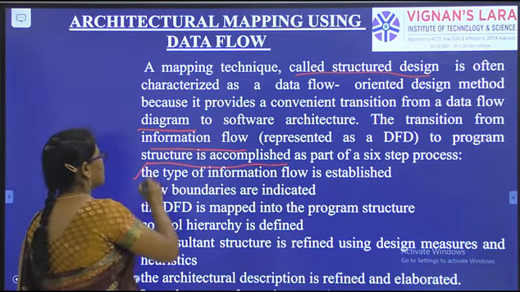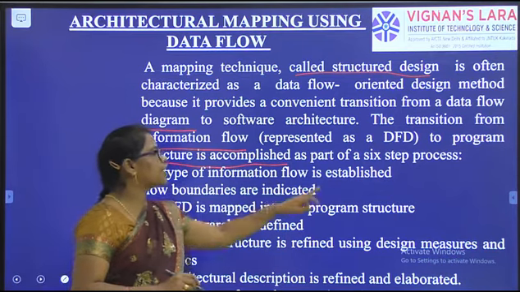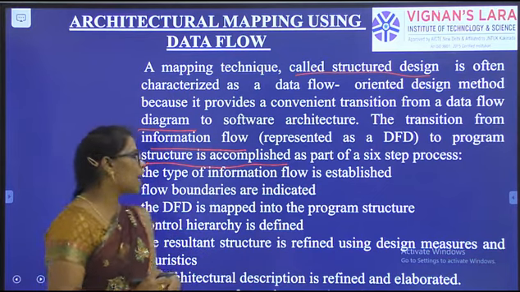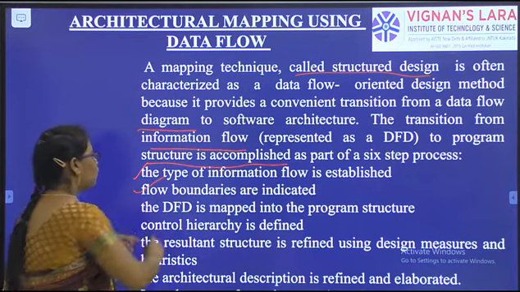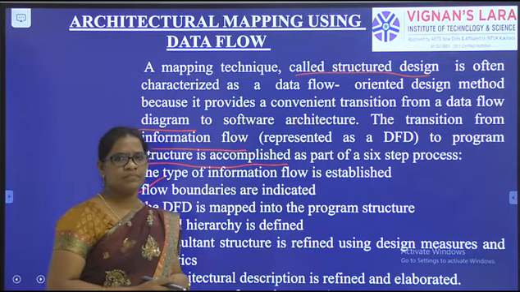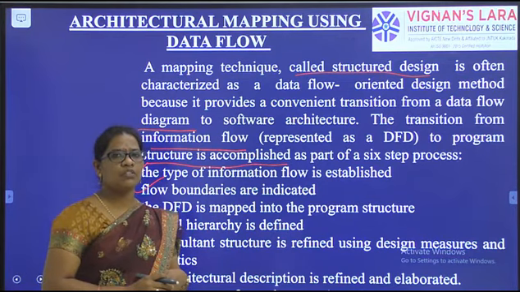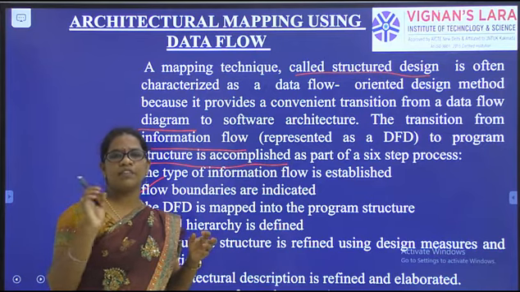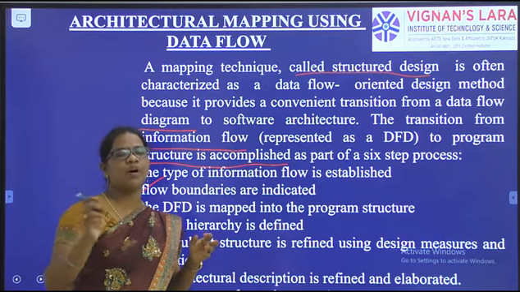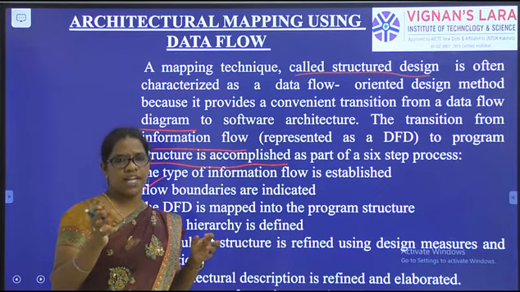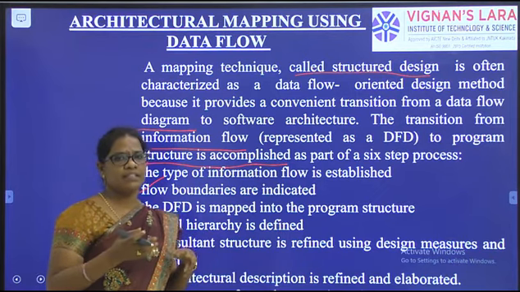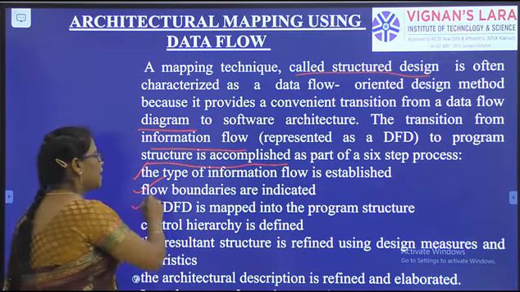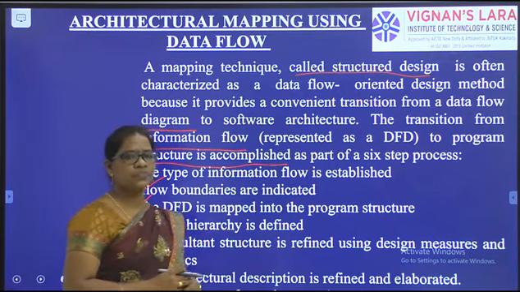The first one is the type of information flow is established. So what type of information is flowing? We have to know. Next, flow boundaries are indicated. So what are the boundaries? The ATM machine will ask you to press some number or type some numbers. Why is it asking? We have to know some boundaries. Then the DFD is mapped into the program structure.